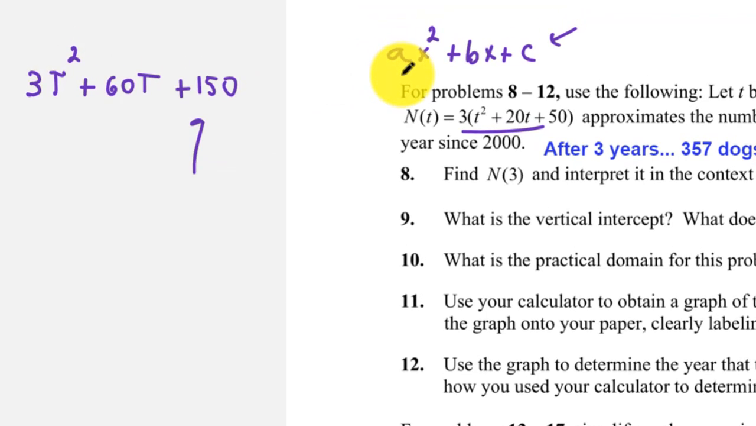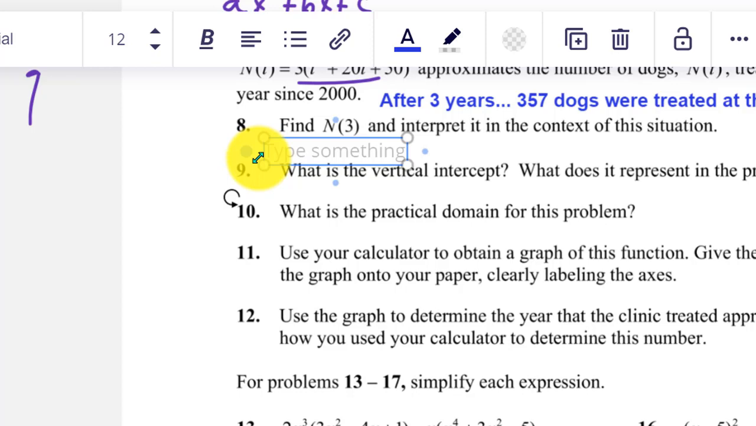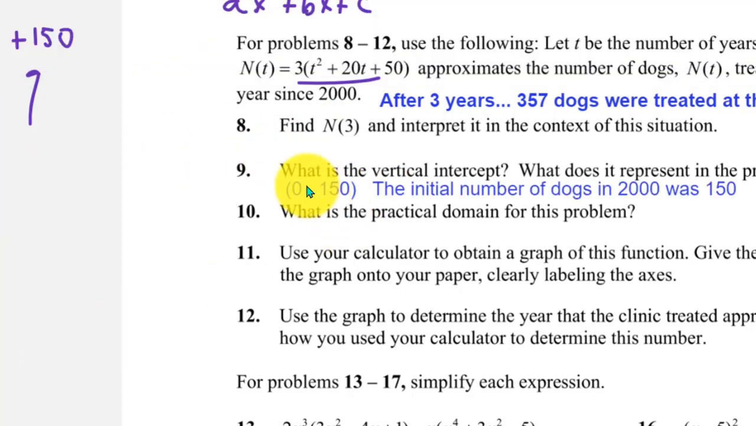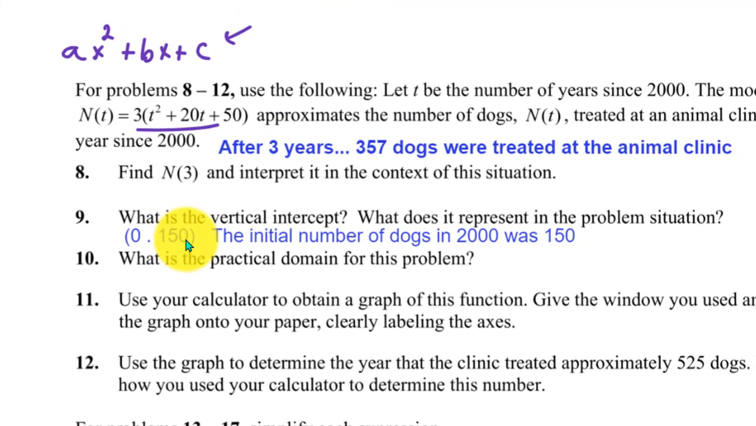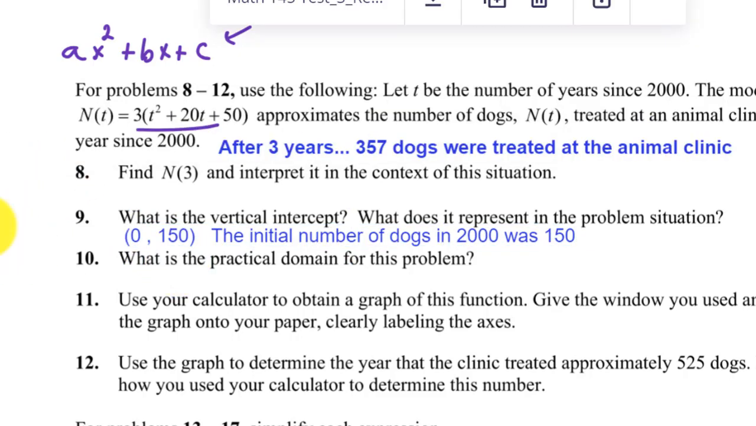Because when we have a function in the form of ax squared plus bx plus c, the c is your vertical intercept. Okay, so I'll write it as an ordered pair. Whoops, not number 8, sorry, number 9. So I tried to type that up a little nicer for number 9, right? Vertical intercept is 0, comma, 150. The initial number of dogs in 2000, because that's my base year, was 150.